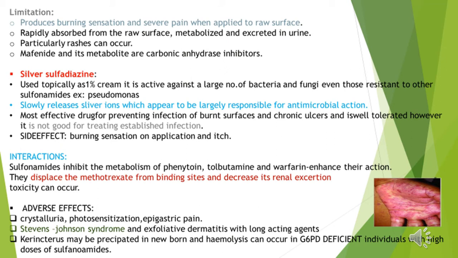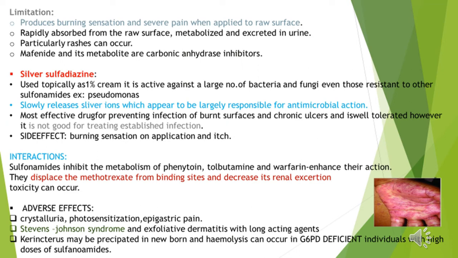It produces a burning sensation and severe pain when applied to raw skin, and is rapidly absorbed through the raw skin, metabolized and excreted in the urine. Particularly, it causes rashes. Mafenide and its metabolites are carbonic anhydrase inhibitors. Silver sulfadiazine: in the drug itself, the silver ions are released slowly, which produces an antimicrobial action, and it is used topically.